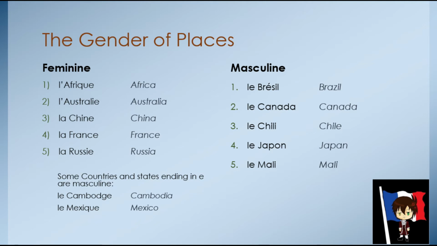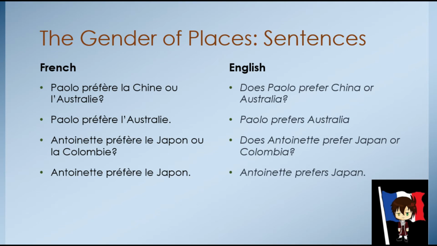So for the masculine form, we have Brazil, le Brésil. Next, we have Canada, le Canada. And for Chile, that's le Chili. Again, pag CH, ang basa dyan ay SH. Next one, Japan, le Japon. And for Mali, that's le Mali.